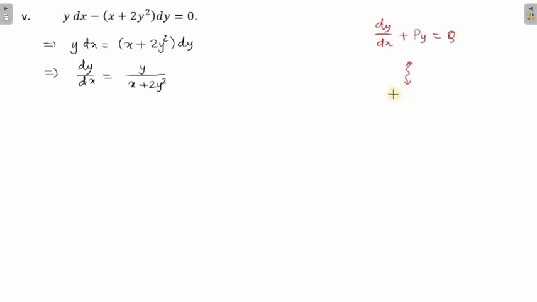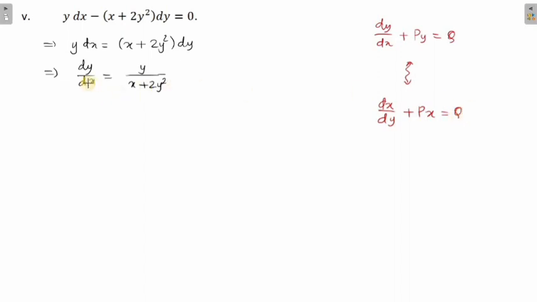If you interchange the role of x and y, then it becomes dx by dy plus p x equals to q. Let's see whether we will be able to write this in this form or not. Remember, if you have changed the role of x and y, here this p and q can be either constant or a function of y. That thing you need to keep in mind.